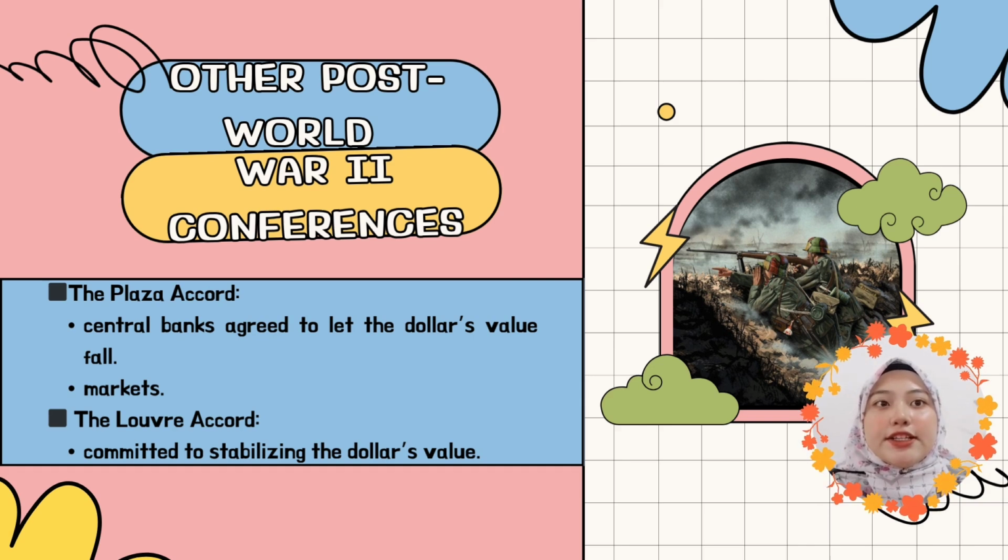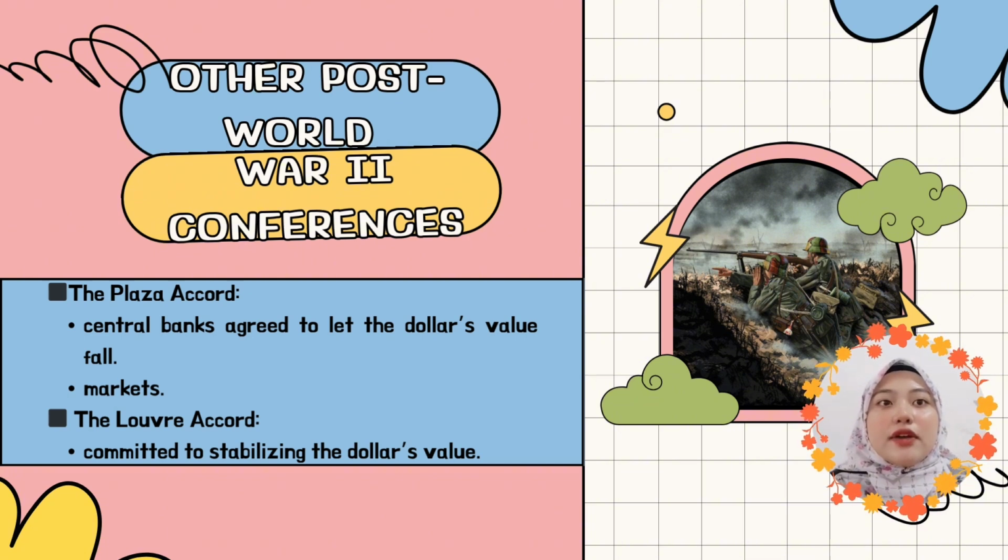They collectively agreed to intervene in currency markets to let the US dollar's value fall. At the time, the dollar was very strong, harming American exports. The accord aimed to depreciate the dollar to make US goods more competitive internationally.